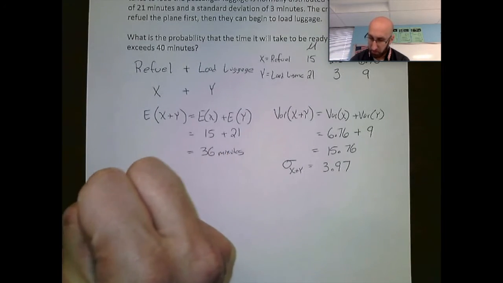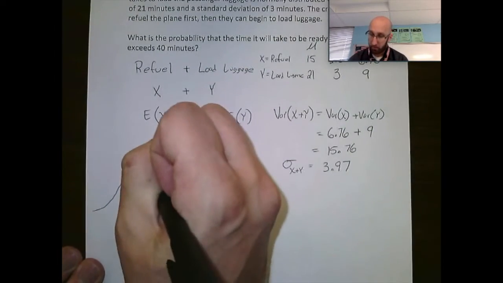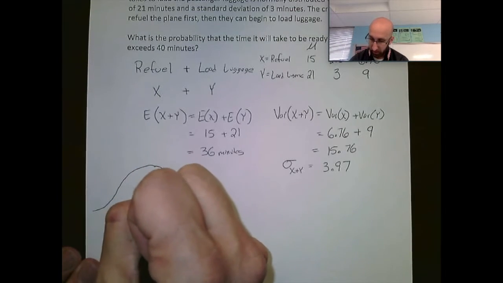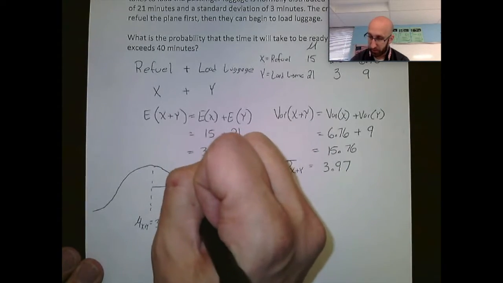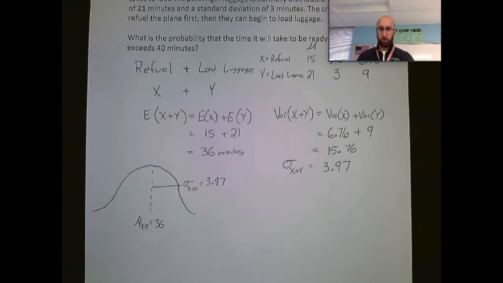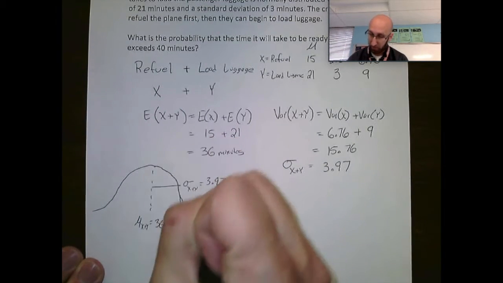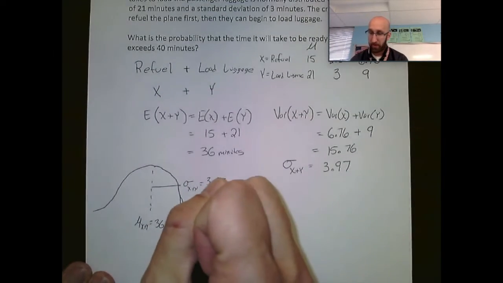So I'm going to draw my normal distribution of X plus Y. We know the mean, or the center of this, X plus Y, is 36 minutes. And I know the standard deviation we just calculated is 3.97 minutes. So what I'm trying to calculate is the probability that the time it takes to get ready to take off exceeds 40 minutes. So that tells me my cutoff point is 40 minutes, which would be to the right. And if we're talking about exceeding, we're talking about the area above.